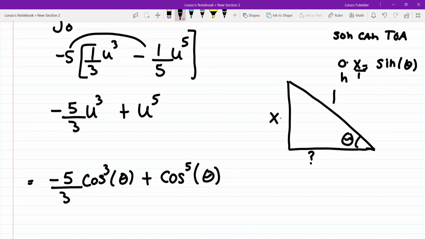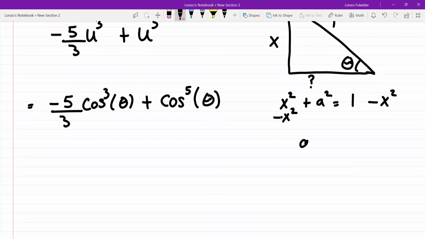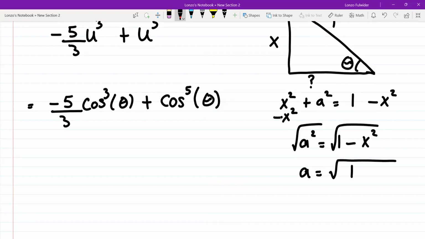So we're going to do the Pythagorean theorem because it is a right triangle. I don't know what this leg is, so I'll just call it a for now. So it's a squared, and then my hypotenuse is 1 squared, which is just 1. So I'm going to solve for a. I'm going to subtract x squared from both sides. So I get a squared equals 1 minus x squared. And then if you take the square root of both sides, you get a equals square root of 1 minus x squared.